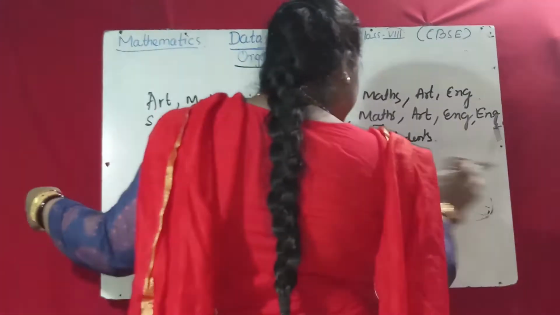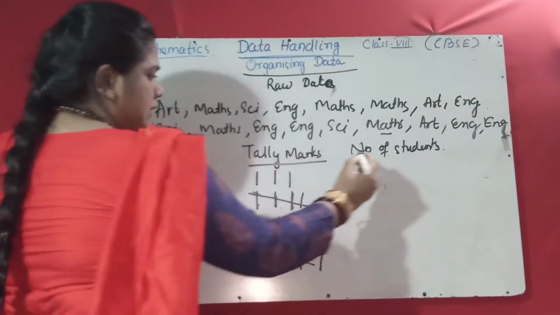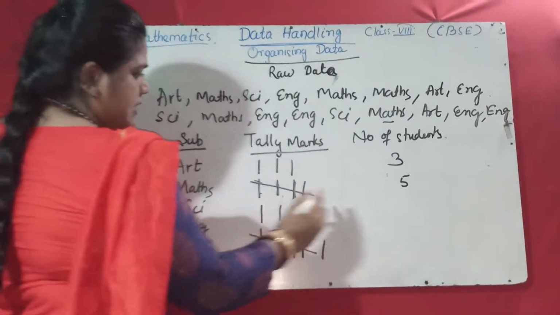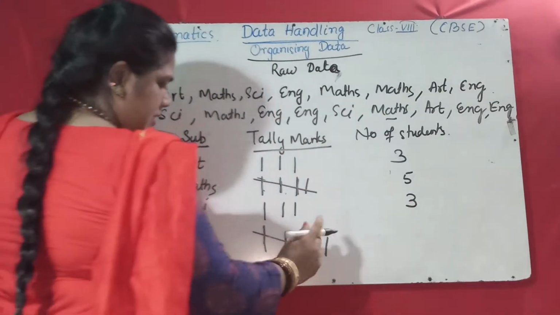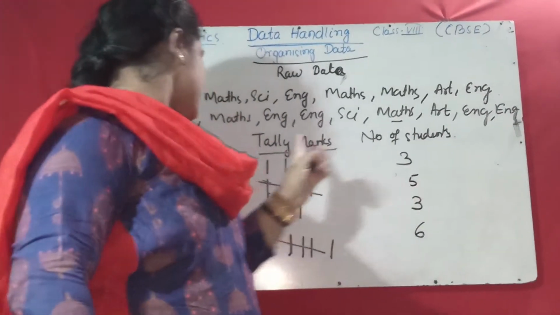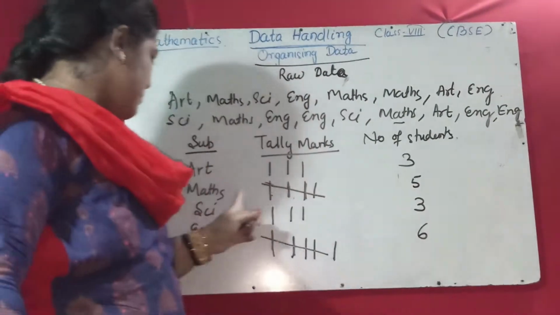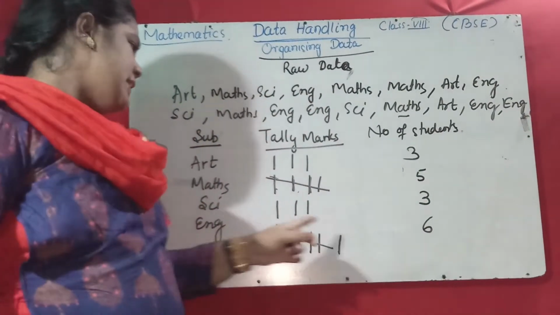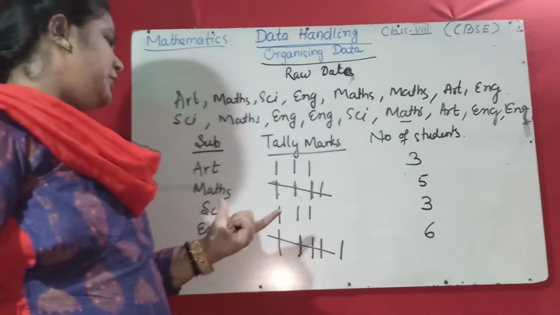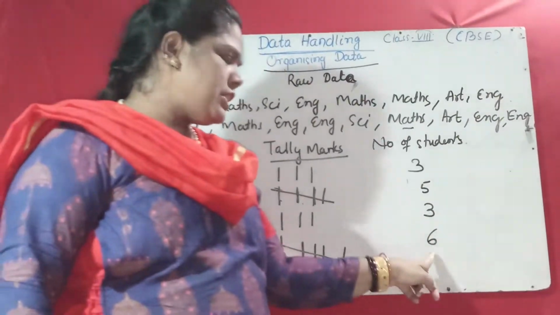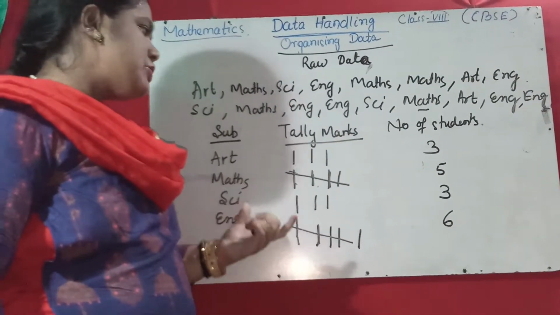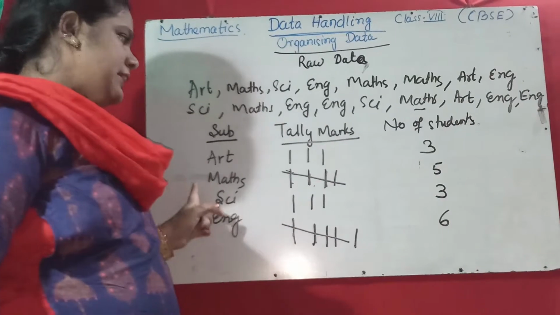So here, art means 3 lines, 3 students. Here maths 5. Here science 3. English 5 and 1, 6. So you got 3 students like art, 5 students like maths, 3 students like science, 6 students like English. So from this data, if someone asks which subject is liked by the most students, obviously 6, that is English. Which subject is liked by the least students? It must be art and science.